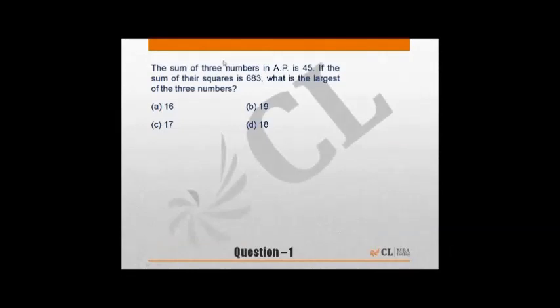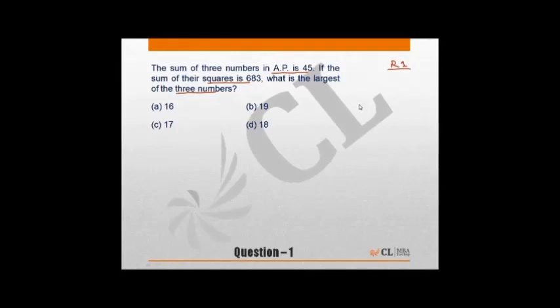Question 1. Sum of 3 numbers in AP is 45. Sum of their squares is 683. What is the largest of the 3 numbers? Simple round 1 question of arithmetic progression. I'm sure most of us have done these kind of questions a number of times.